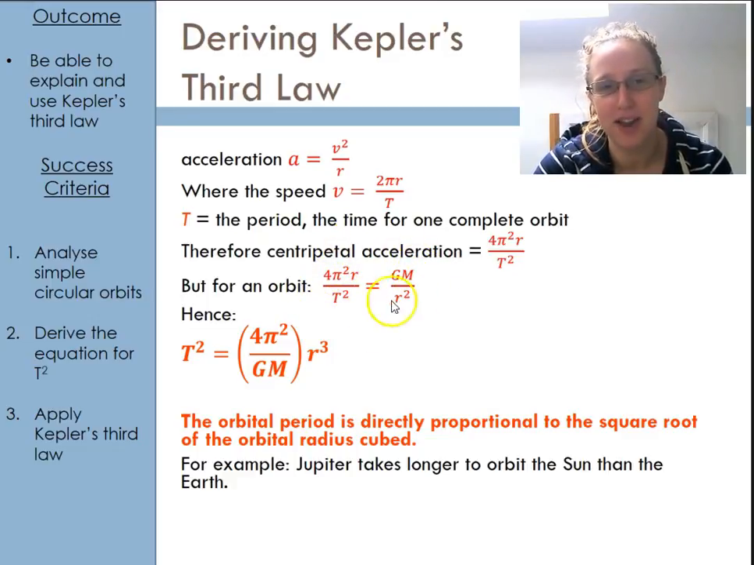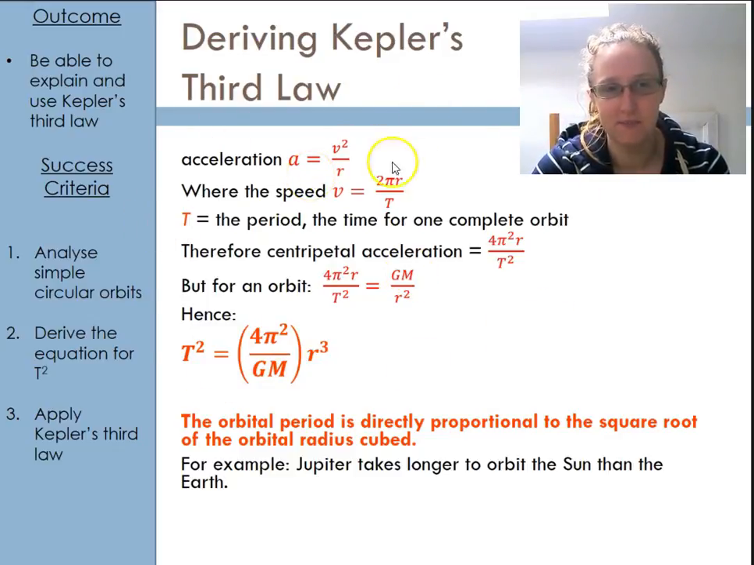So if I now rearrange, I can see that I've got a t squared and I've got r squared and r in here. So once I combine this together, I'm going to have my r cubed and my t squared. So once I just rearrange, I end up with t squared equals 4 pi squared over GM times r cubed. So this is where it came from.